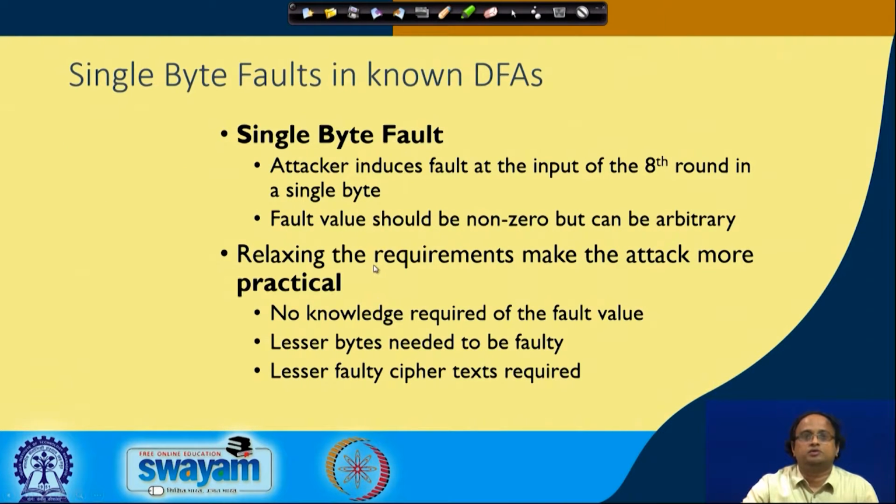So, we will be talking in particular about single byte faults. That is, the attacker is inducing a fault at the input of the 8th round in a single byte of AES, and the fault should be non-zero, because if the fault is 0, then there is no fault. So, we will just assume the fault is non-zero, but it can take any arbitrary value. So, I will be relaxing the requirements.